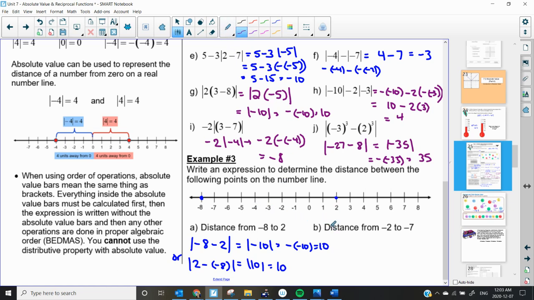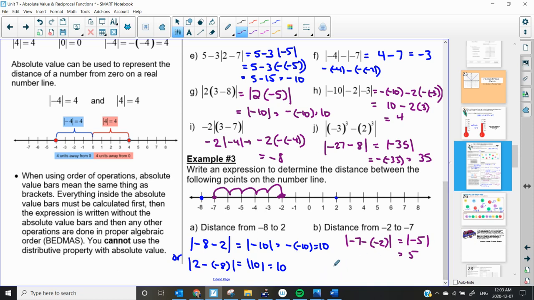The next one asks us to write an absolute value expression to show the distance from -2 to -7. The distance from -2 to -7 doesn't change. How we express it might look different, but we still have the same distance between -7 and -2. If you were to count that out, you would see that the distance is 5. One way to write that is the absolute value of -7 minus -2. And -7 minus -2 is -5. The absolute value of -5 gives us 5.